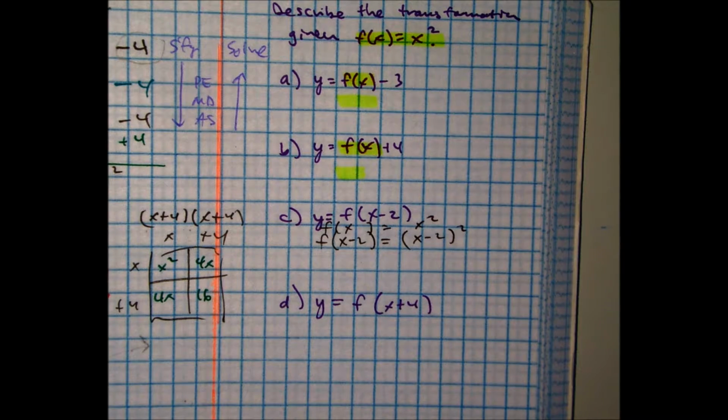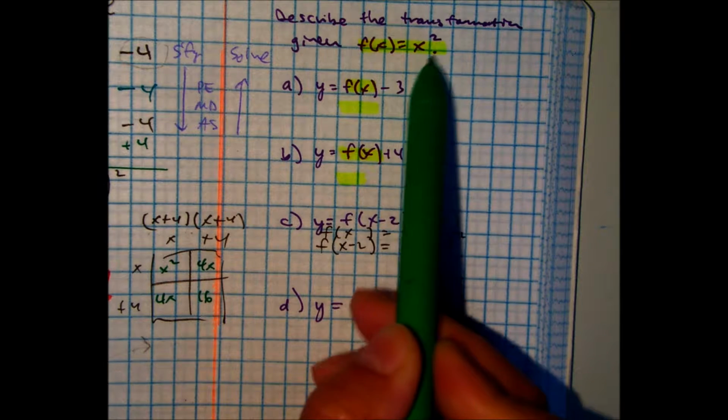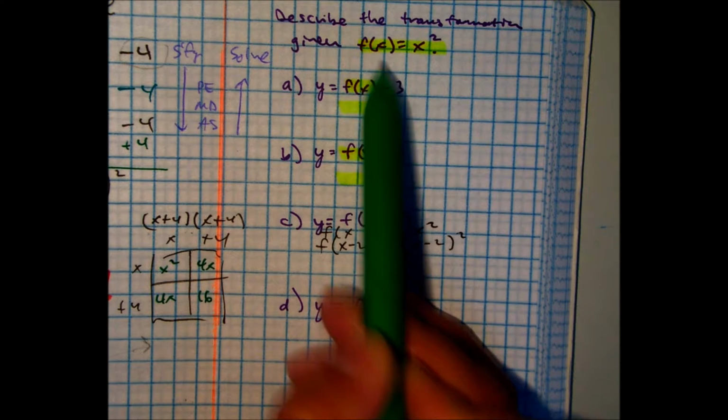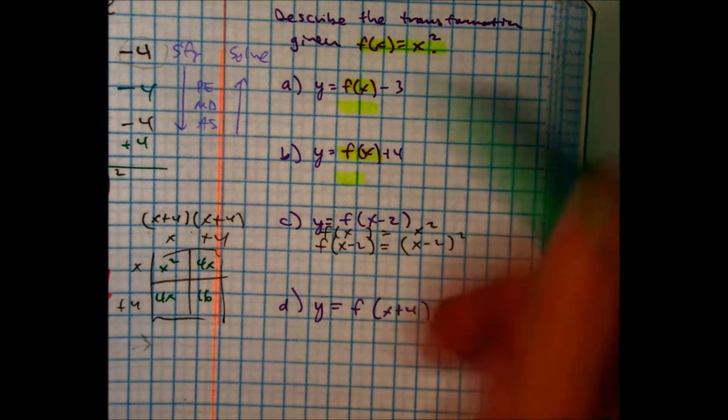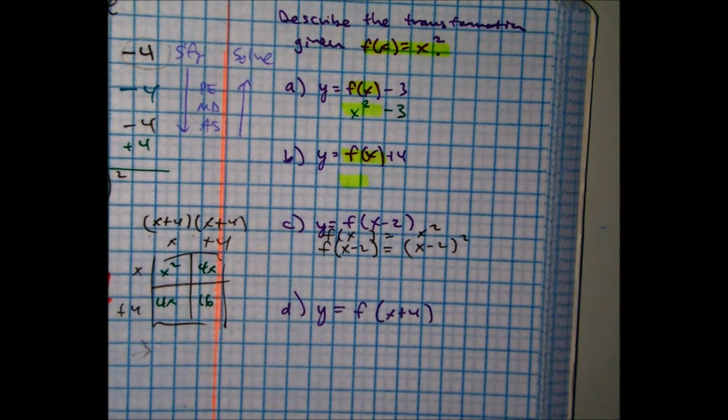Alright, for A, describe the transformation given f of x equals x squared. Every time I see f of x, I can write x squared. So I have here x squared minus 3.